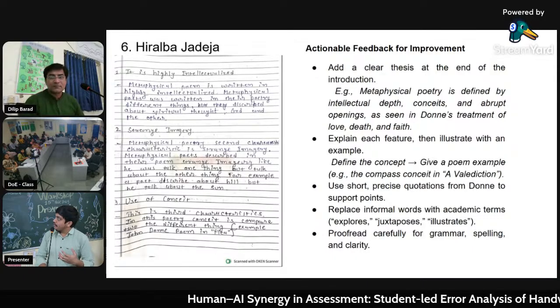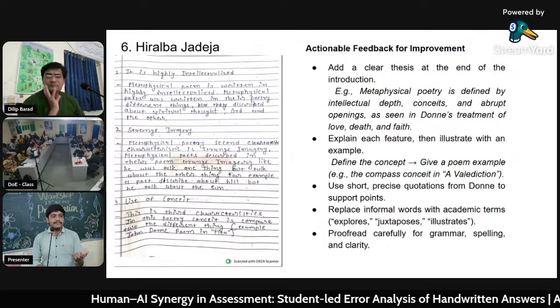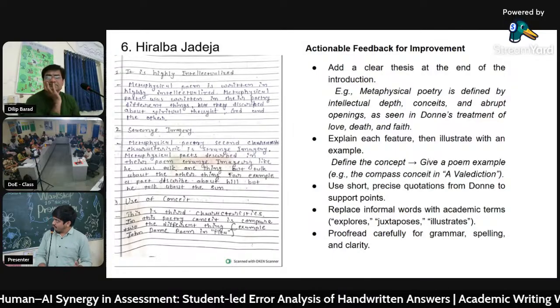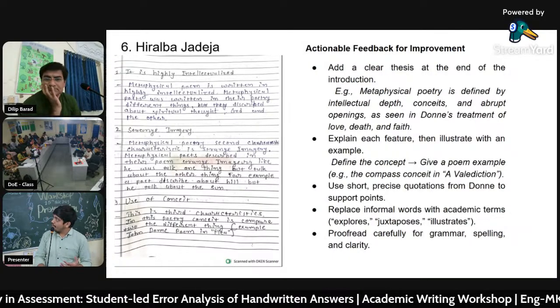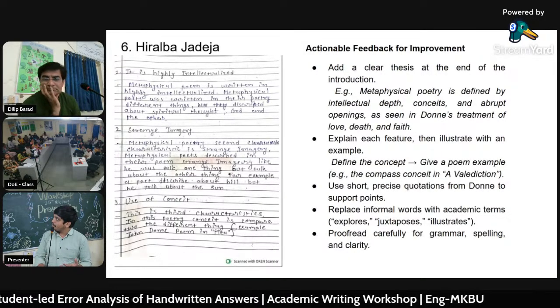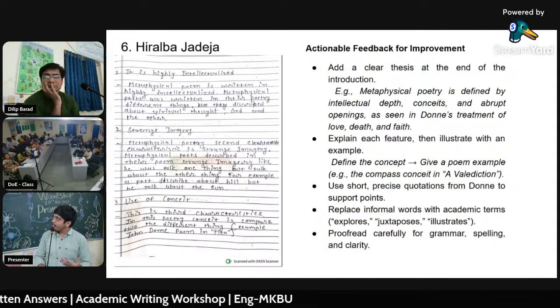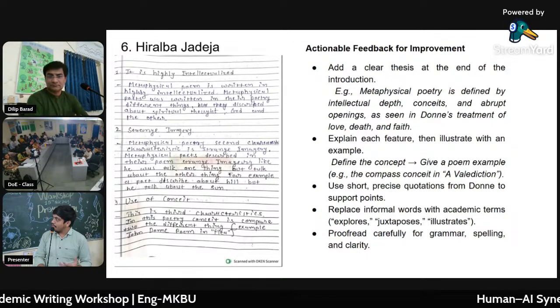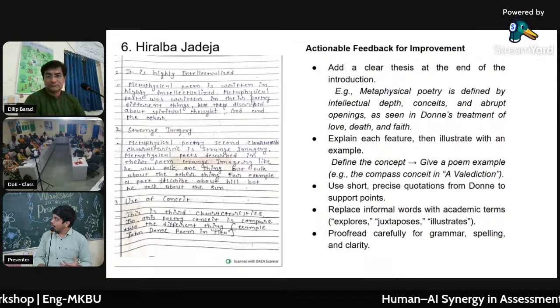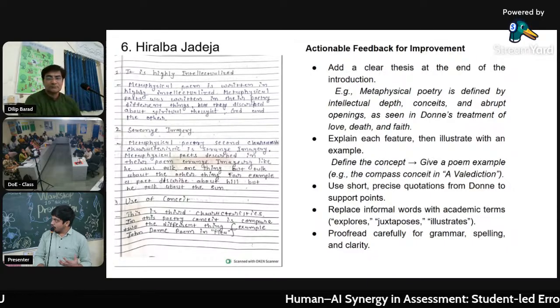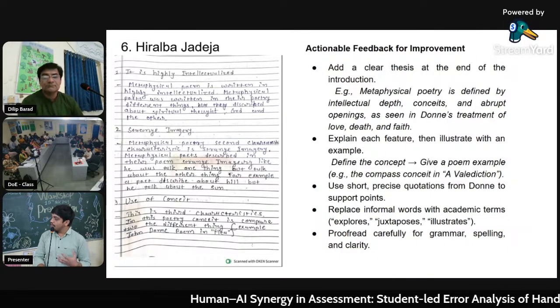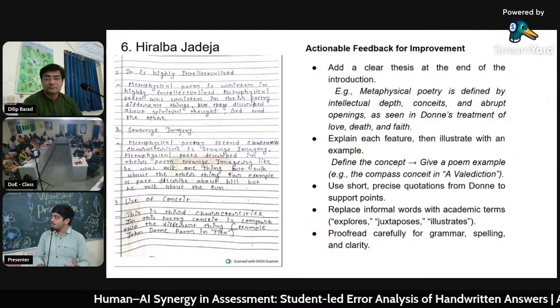For example, she has that question on metaphysical poetry. Metaphysical poetry is defined by intellectual depth, conceits, and abrupt openings, as seen in Donne's treatment of love, death, and fate. Explain each feature, then illustrate with an example. Define the concept, give a poem example, which is also supported by a quotation from Donne's poetry.